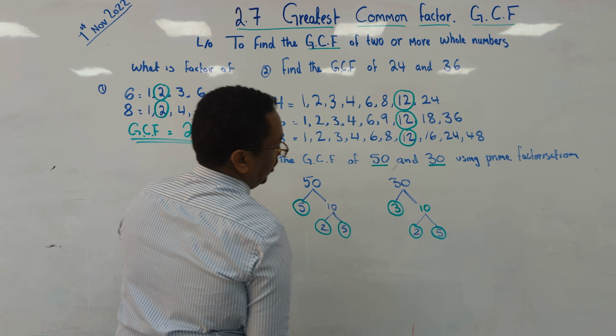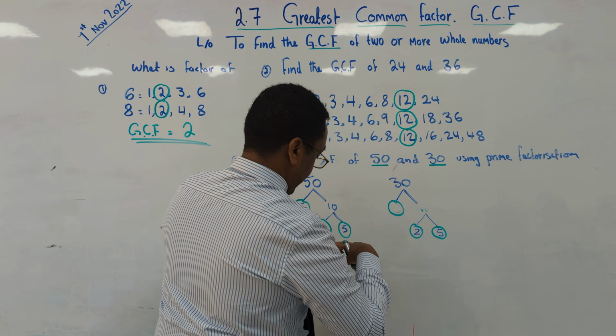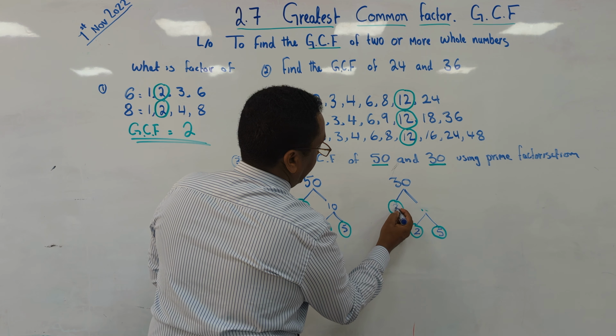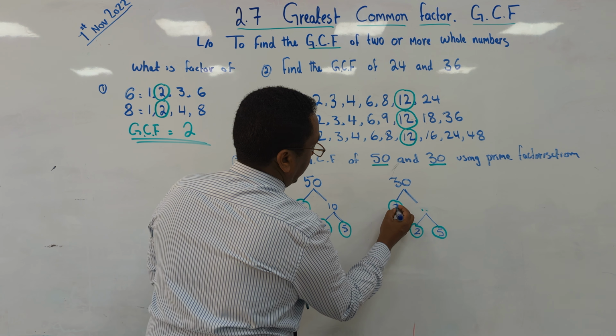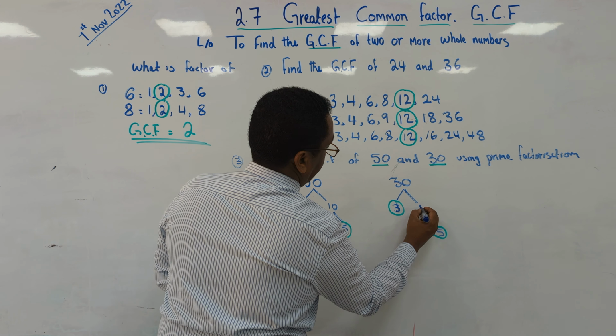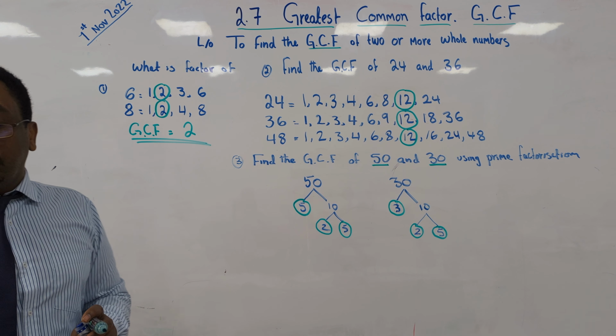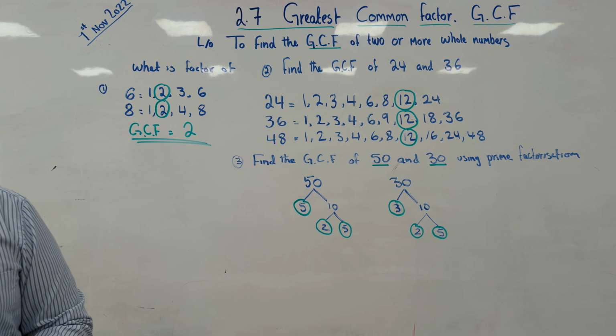Why am I using different colors? Let me just use all the same colors. So we have 3 here, and we have 10. Okay, so now we have the numbers. We can write down the numbers. What do they share? What are the prime factors, and what is the number that they share? 5. Okay, so they share 5.